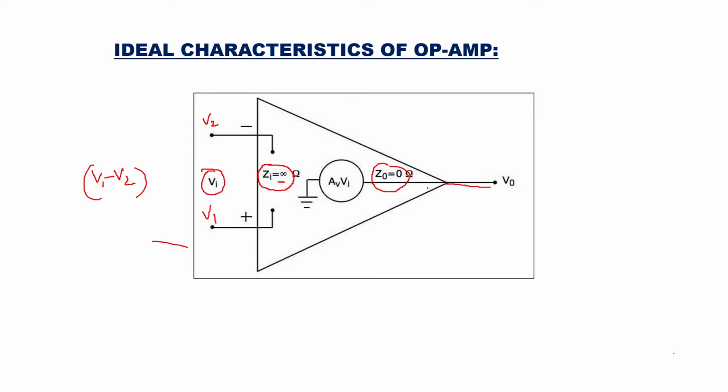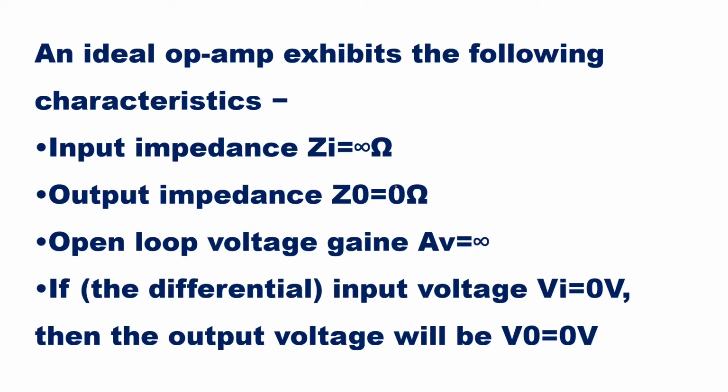Now when you speak about ideal characteristics, you should say the input impedance is infinite. Ideally it is infinite, practically it is very high. Similarly, output impedance is 0 ideally, but practically it is very low. In such a way you have to differentiate between ideal and practical characteristics. An ideal op-amp exhibits the following characteristics.